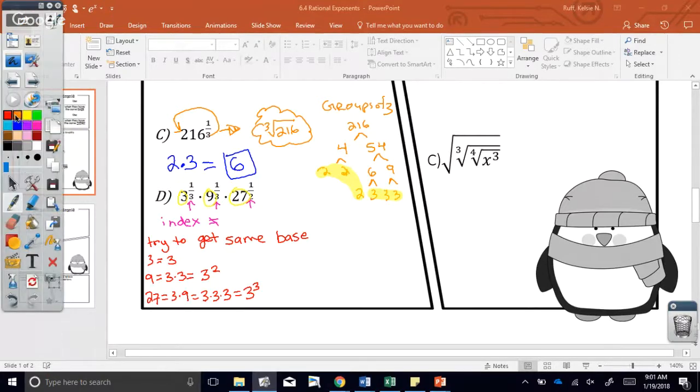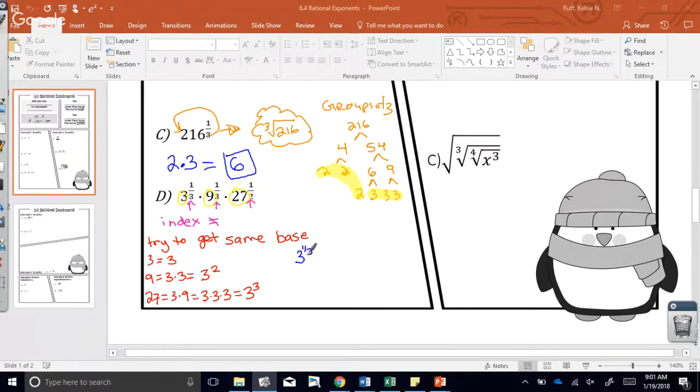So here's how this is going to work. We're going to replace 3, well, we're going to leave it. So we've got 3. 9 becomes 3 to the second, and the denominator is still going to be the same. 27 becomes 3 to the third, with the denominator of the same.